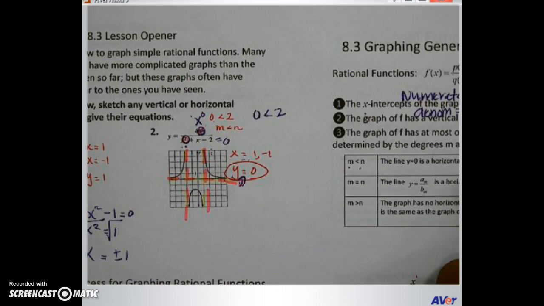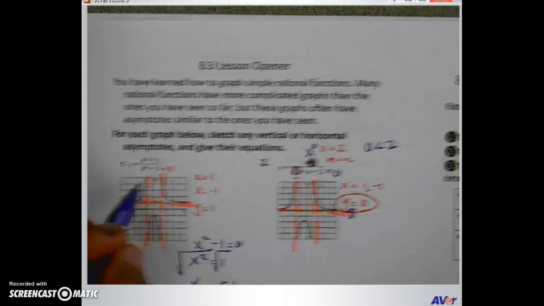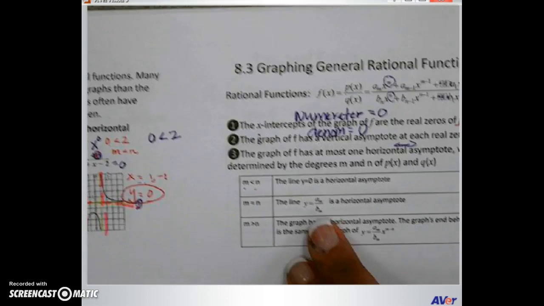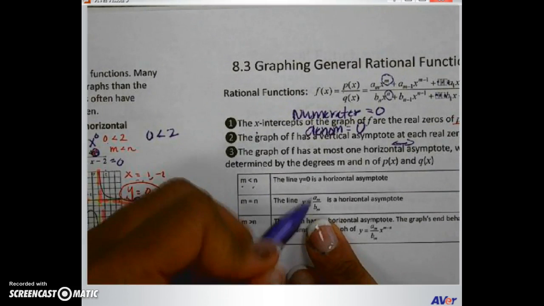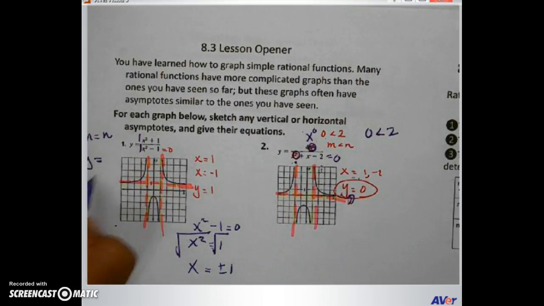If you're looking at example number 1, that's the next example that we have over here, when m equals n, because we have 2 and 2. If m equals n, then y is equal to, based on this, the leading coefficients. So this would be 1 over 1, which is just 1.